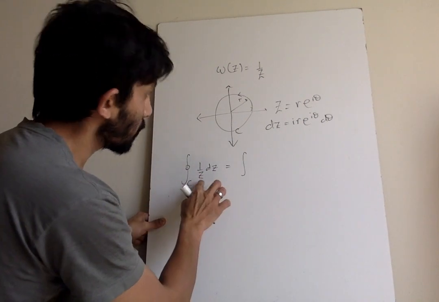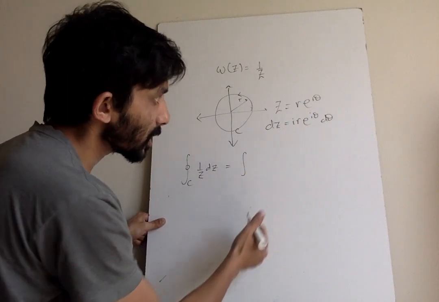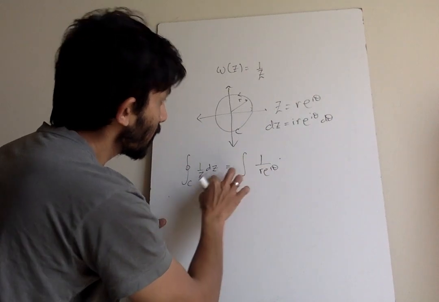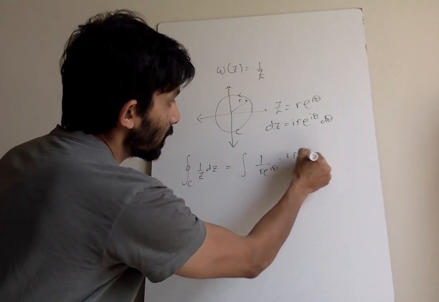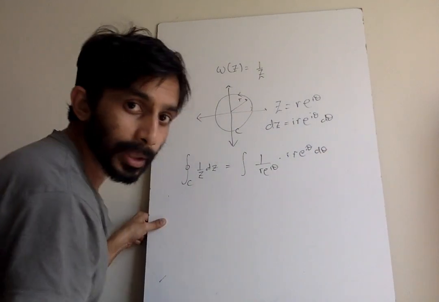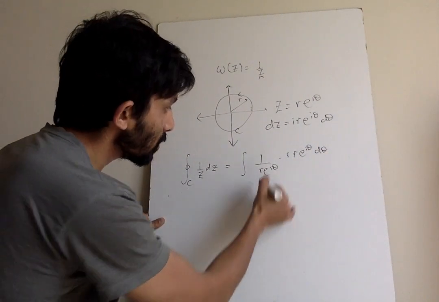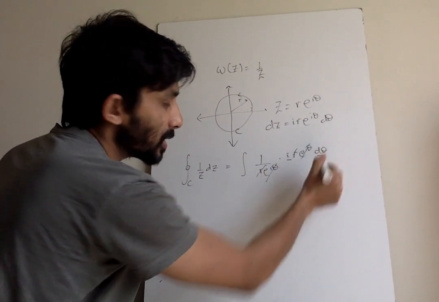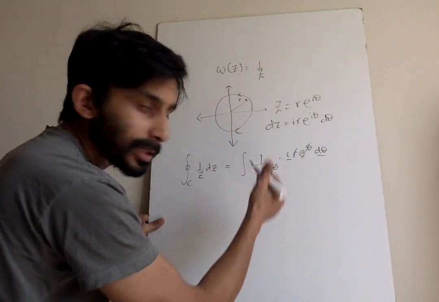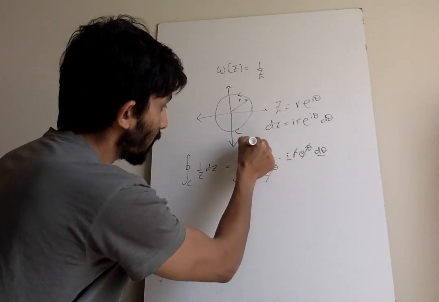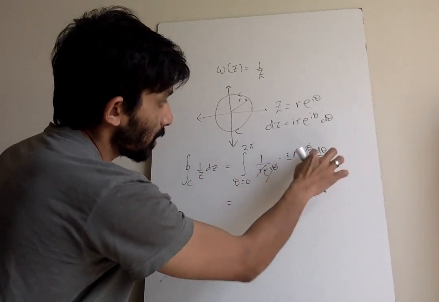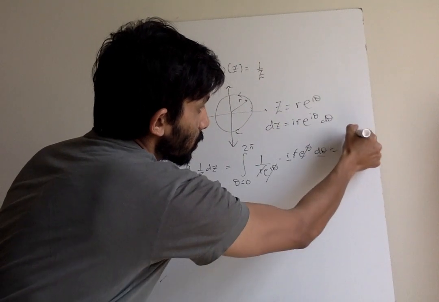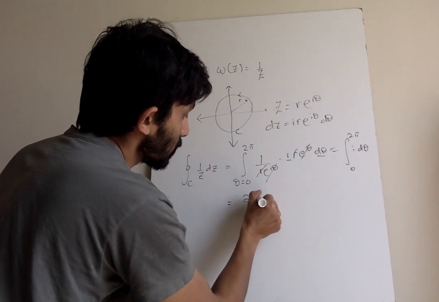This just comes out to be, if you put in z equals r e to the power of i theta, 1 over r e to the power of i theta times dz, which is i r e to the power of i theta d theta. And there's a lot of simplification that happens here. The r just cancels out, e to the power of i theta cancels out, and all we're left with is i times d theta. And as you move along the circle once, theta goes from 0 to 2 pi. So the integral is i times d theta from 0 to 2 pi, and what we end up getting is 2 pi times i.